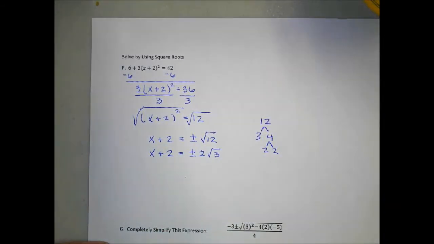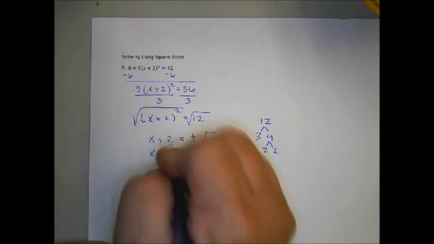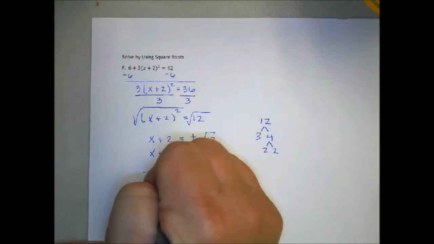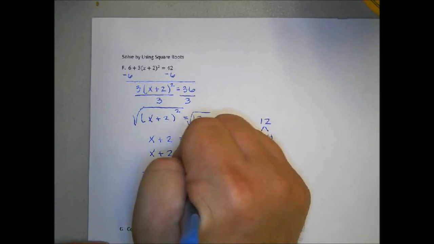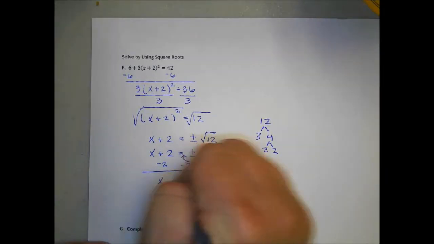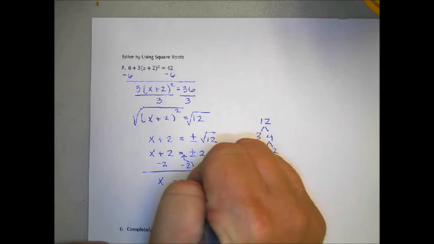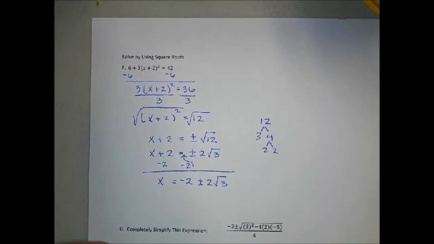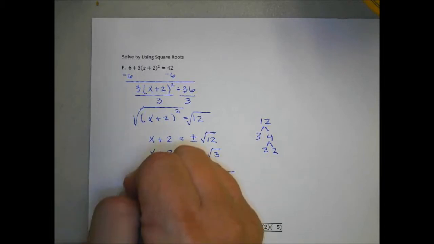Now my last step, remember the ultimate goal of this problem was to solve for x. So I really only have one more step, and that would be subtract 2 to get x by itself. But over here, where does that minus 2 actually go? X equals, it actually goes right there. X equals negative 2 plus and minus 2 square root 3. And that's your answer to that problem.